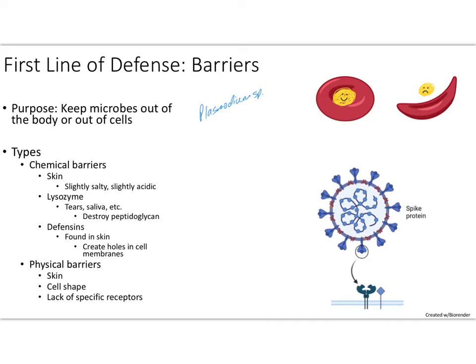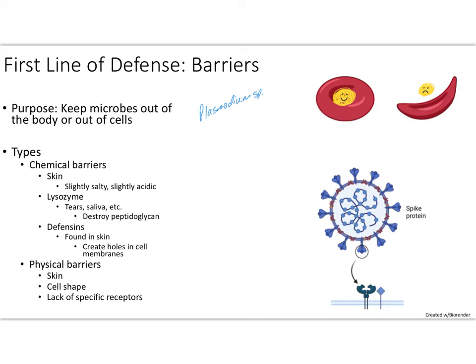The same basic idea applies to the lack of specific receptors. This is especially true for viral infections. Remember, viruses have to be able to attach to a host cell using a receptor that's found on the surface of that host cell. And if that host cell is lacking an appropriate receptor, then the virus cannot attach. So in this case, this virus can fit very nicely into this receptor and will then be able to get inside and infect that person's cell.